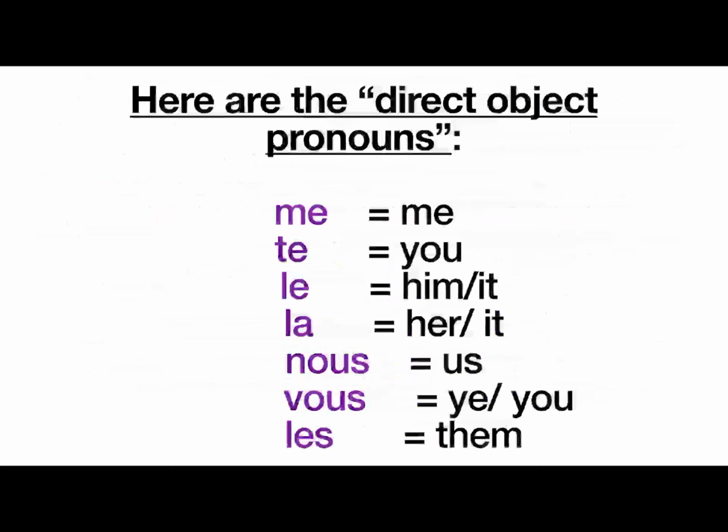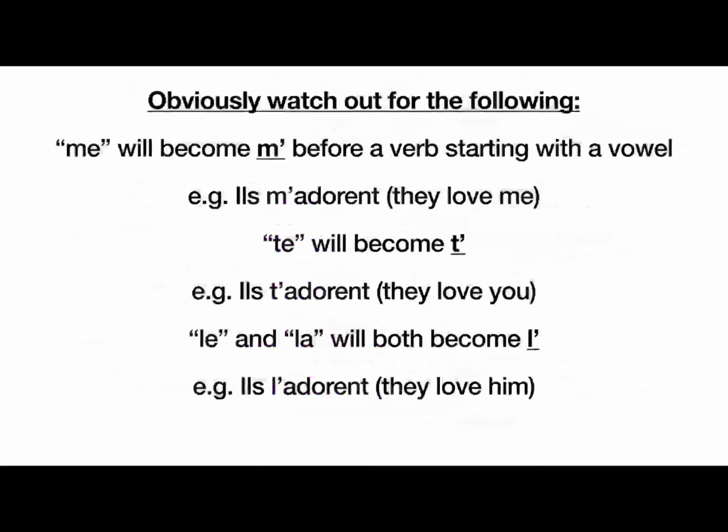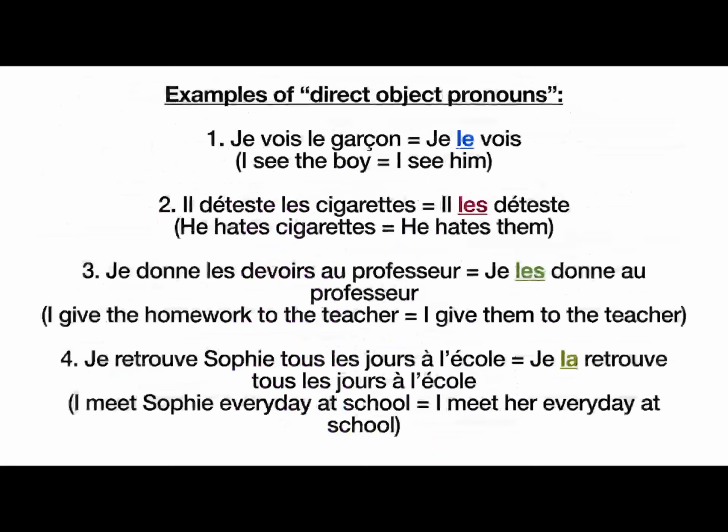So here are the direct object pronouns that we learned yesterday. Me, te, le, la, nous, vous, and les. So it just means me, you, him or it, her or it, us, ye, them. Obviously just beware that me, te, le, la will become m' apostrophe, etc. if they come before a verb that starts with a vowel. So they love me, ils m'adorent. Okay, it's an easy example.